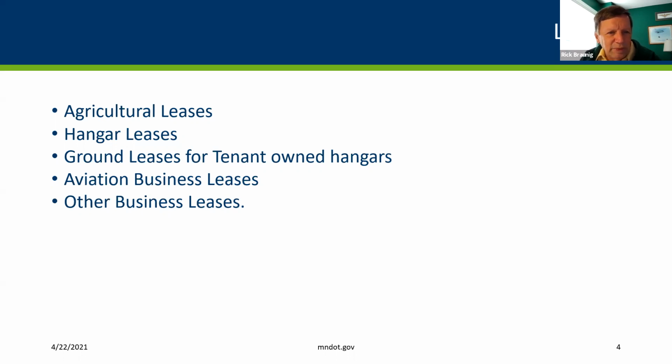And there's aviation business leases, and then there's other business leases like your car rentals and your restaurants and things like that. So you have a number of different leases, and you want to make sure that they specify what activities are allowed or prohibited.